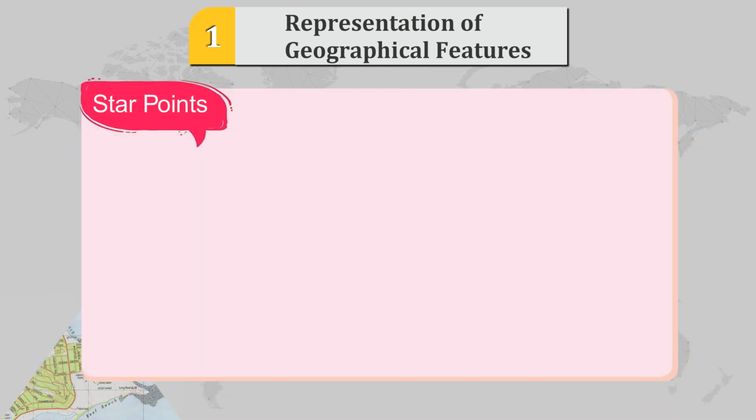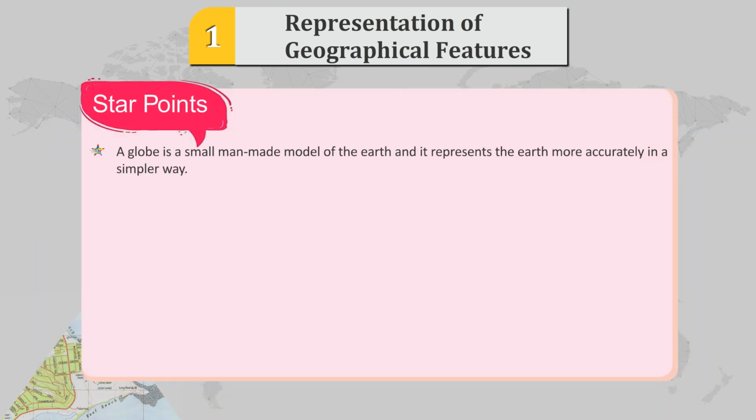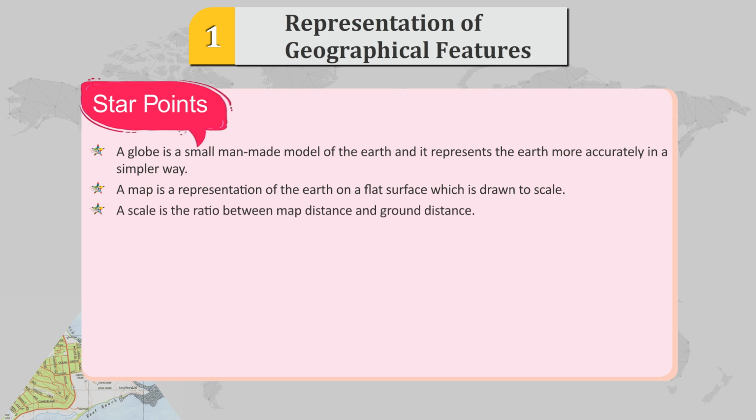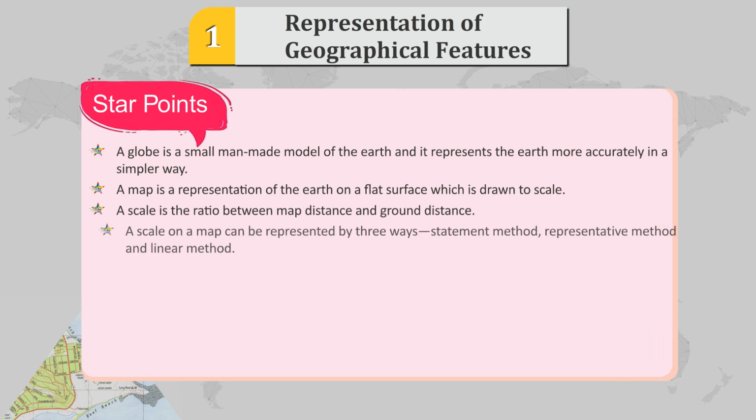Star points. A globe is a small man-made model of the earth and it represents the earth more accurately in a similar way. A map is a representation of the earth on a flat surface which is drawn to scale. A scale is a ratio between map distance and ground distance. A scale on a map can be represented in three ways: statement method, representative method, and linear method.